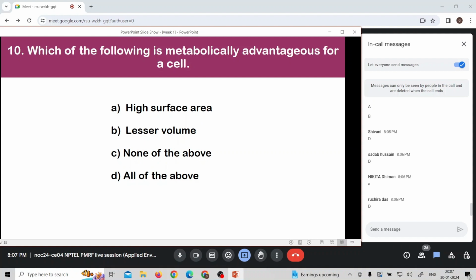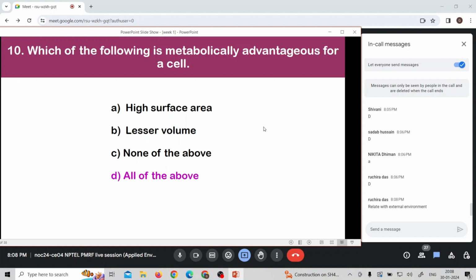Okay, I'll move on with the answer for this question. It's basically both A and B, high surface area and lesser volume. So how will high surface area and lesser volume be metabolically advantageous? With metabolism we generally consider something called the surface to volume ratio, usually considering cells to be spherical. In the lecture video you would have seen the formula calculation on how you calculate this surface area to volume ratio.